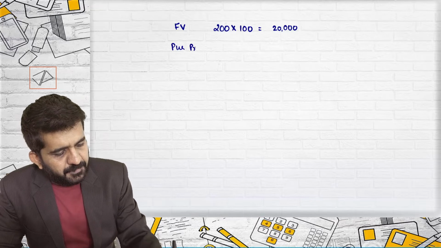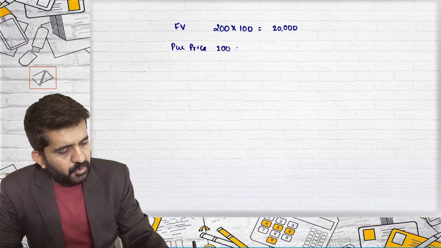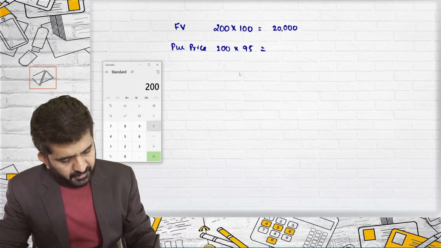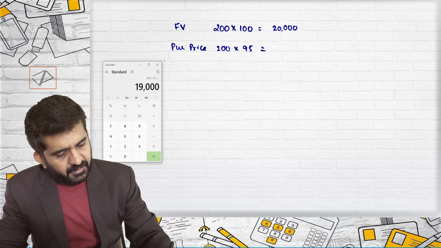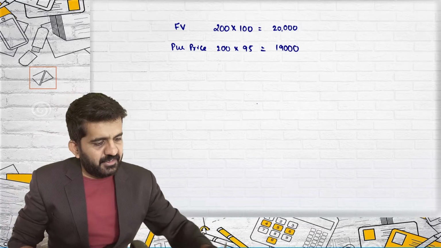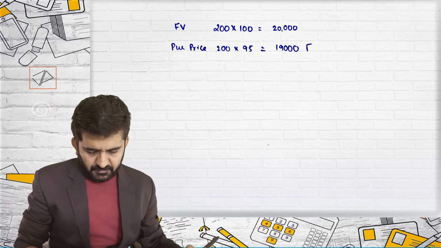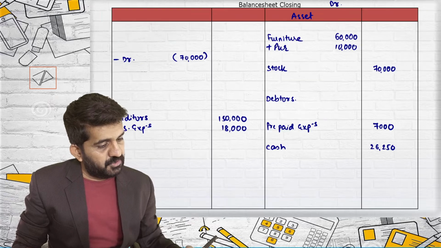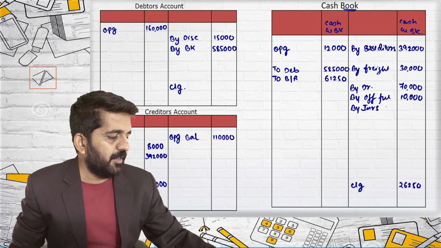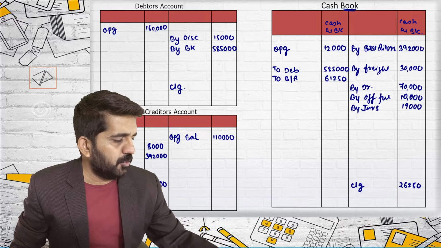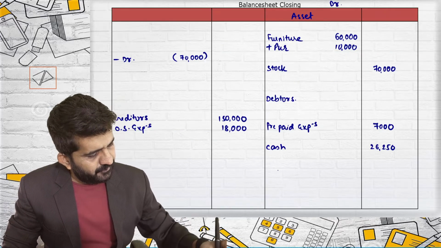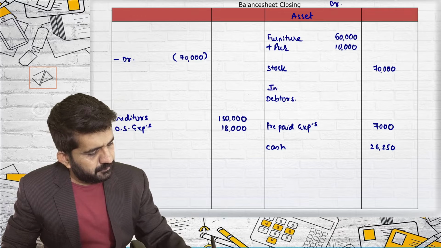So the purchase price is 200 into 95, that is 19,000. Purchase of investment is 19,000. I am passing two effects. Purchase of investment: by investment, cash will go out of 19,000 rupees. Investment will be my asset, 19,000 rupees.